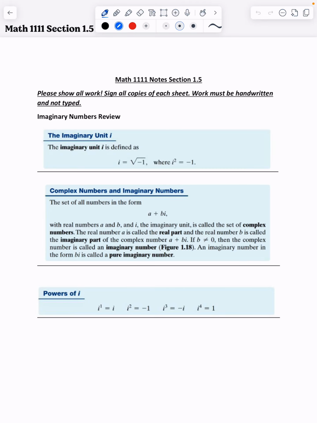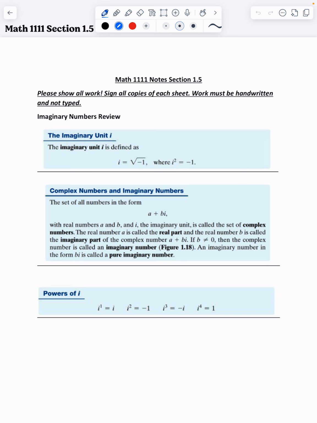I hope you've taken the time to watch the two short videos that review imaginary numbers. Imaginary numbers are going to be necessary in the next couple of sections and as we go through college algebra, when we need to take the square root of a negative number. And so I've just posted some things from your textbook that simplify those videos.